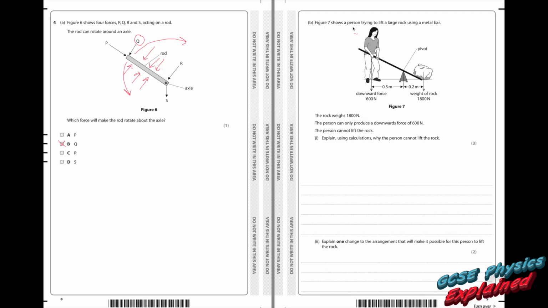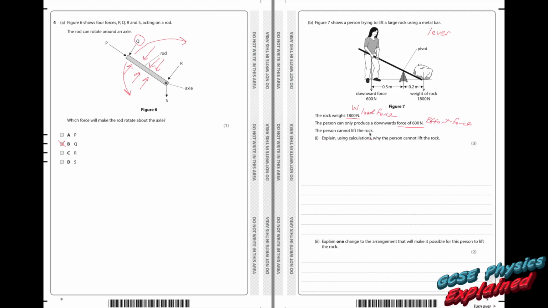Part B. Figure 7 shows a person trying to lift a large rock using a metal bar. So this is a lever. The rock weighs 1,800 newtons, so that's the weight. The person can only produce a downwards force of 600 newtons. So that's the effort force. This here would be the load force.